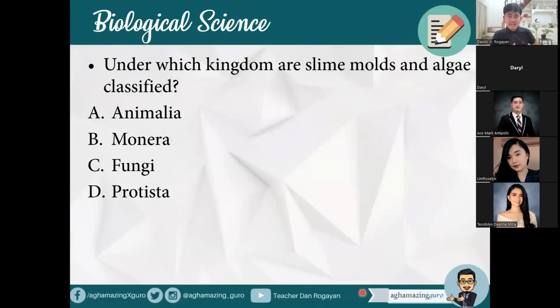Under which kingdom are slime molds and algae classified? Animalia, Monera, Fungi, or Protista?